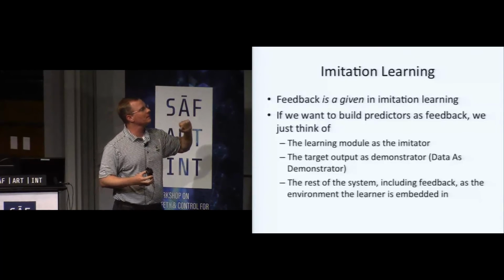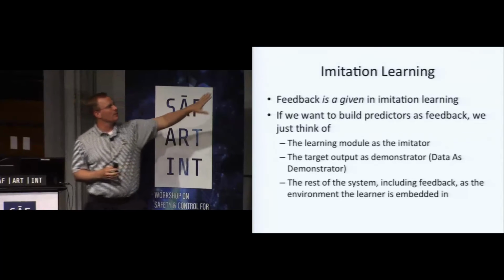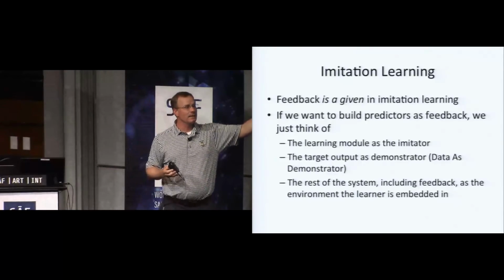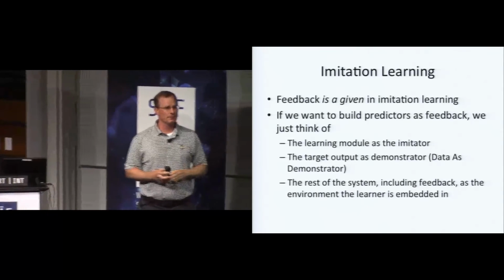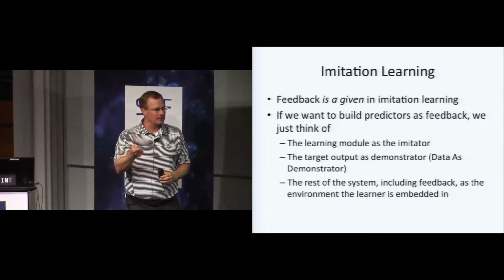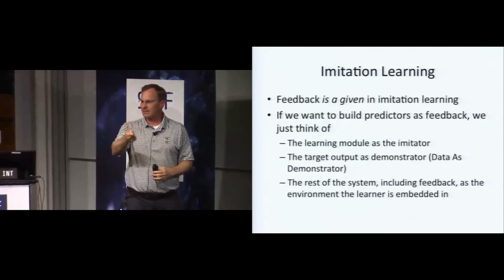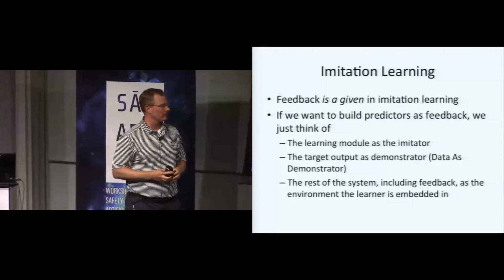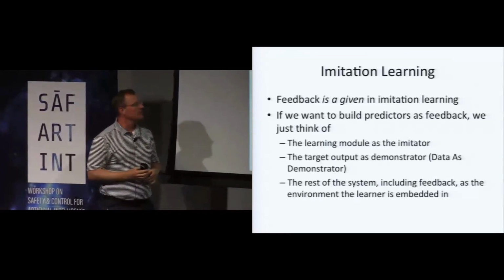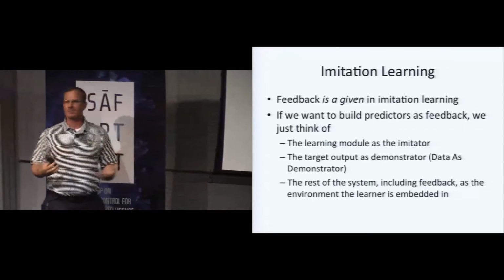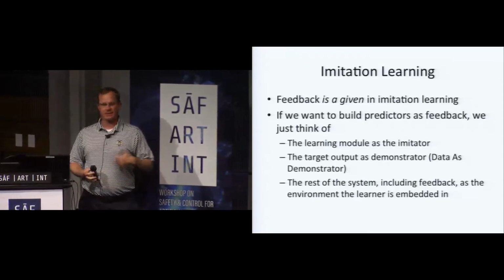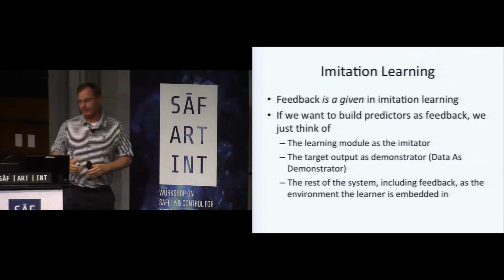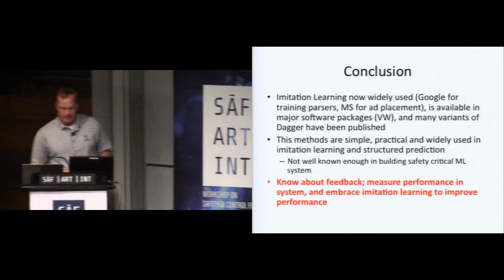And the way I want you to think about it is the learning module is the thing that is trying to imitate. The data, the target outputs, are the demonstrator. They're saying this is what you're supposed to be doing at this time step. You're supposed to be outputting this is the wind speed, this is the wind speed, this is the wind speed. The data is the demonstrator. The rest of the system, including feedback, is the environment the system is embedded in. And you run the same kind of iterative algorithms where they learn to correct their own mistakes. Okay? That's the high-level take.